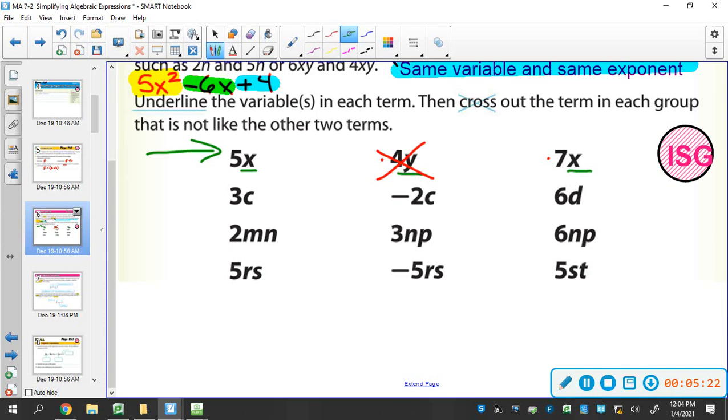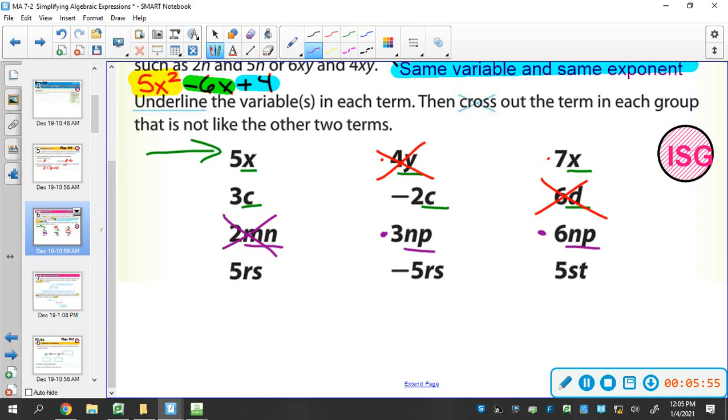In the next one, underline the variable: C, C, D. Obviously the one that's not alike is 6D. On the next one, we have MN, NP, NP. All of them have N in them, but they have to be the exact same variables. Since this one has NP and this one has NP, those are like terms, and this one is not.